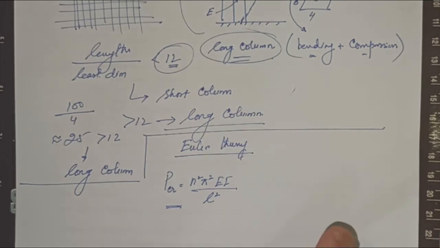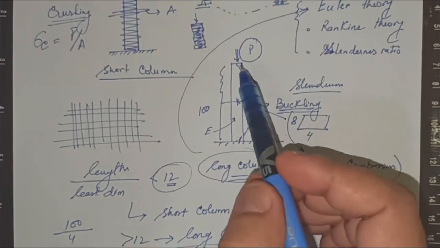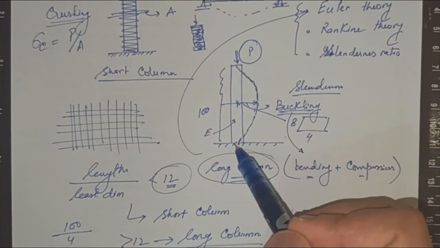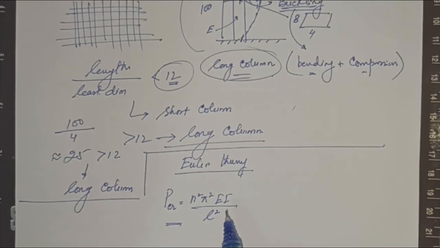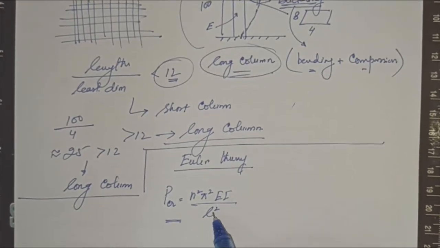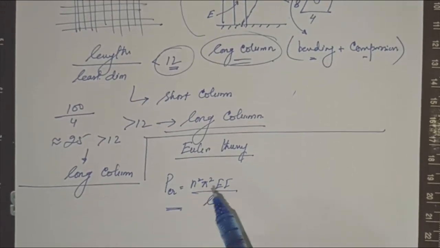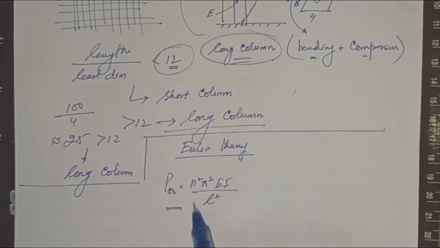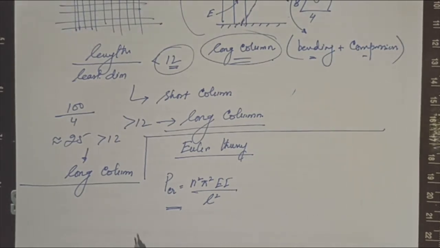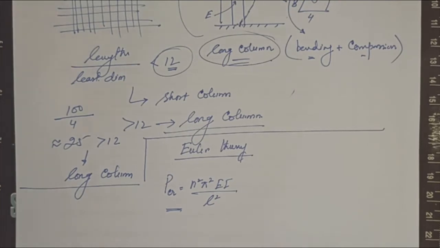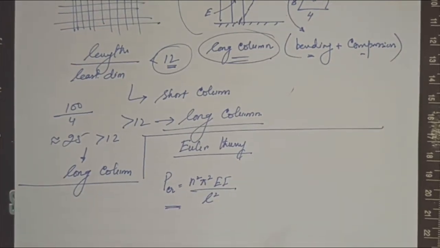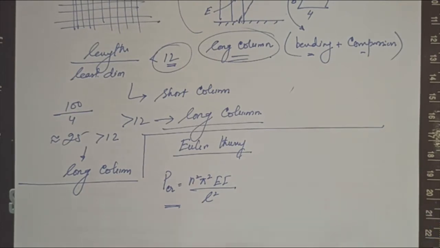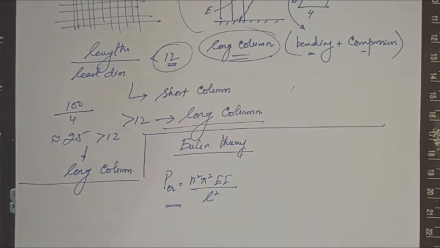And if there are same columns with different end conditions, that means the length of the column is same. With different end conditions, we will be mostly concerning ourselves with this E. That means for different end conditions, this L will be different. We will be talking more about this theory, but before that, let's derive this expression. It will be important. Quickly, I'm going to derive this expression for you.